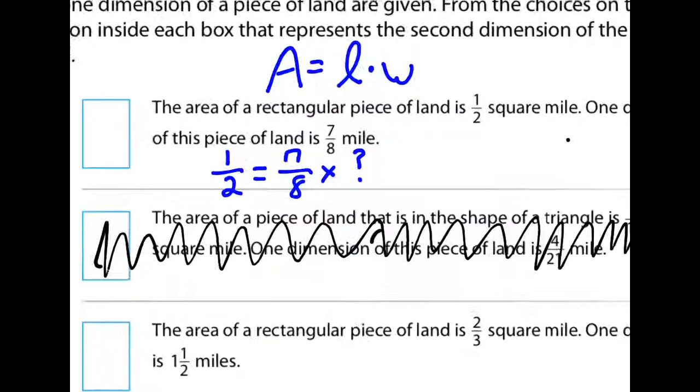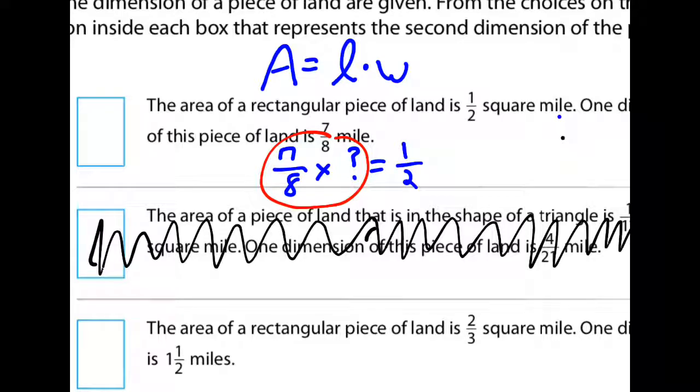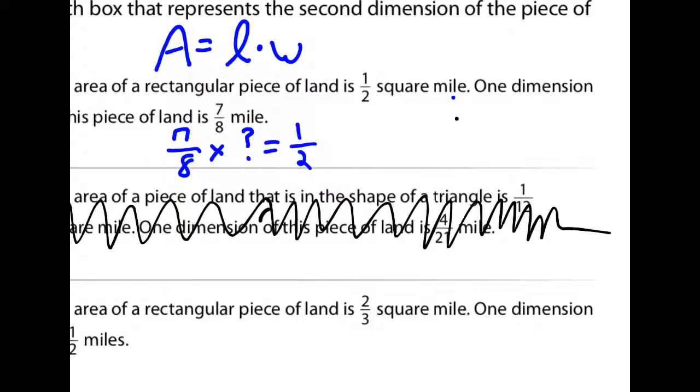Hold on one second. So I'm going to put the equals 1/2 on this side because I like the way it looks better. So remember, if you multiply these two dimensions, 7/8 times something, you have to get 1/2 to get the area, right? So this is a multiplication problem with a missing factor. So remember, you just write it in reversed order. So if you take 1/2 and divide it by 7/8, you should get the missing dimension.